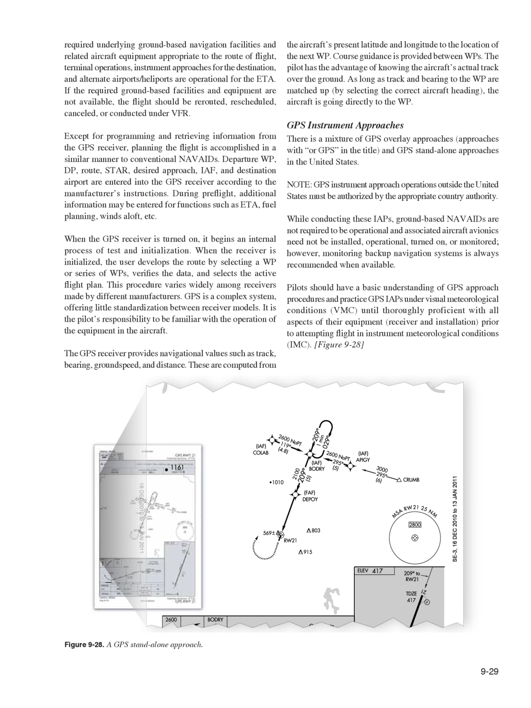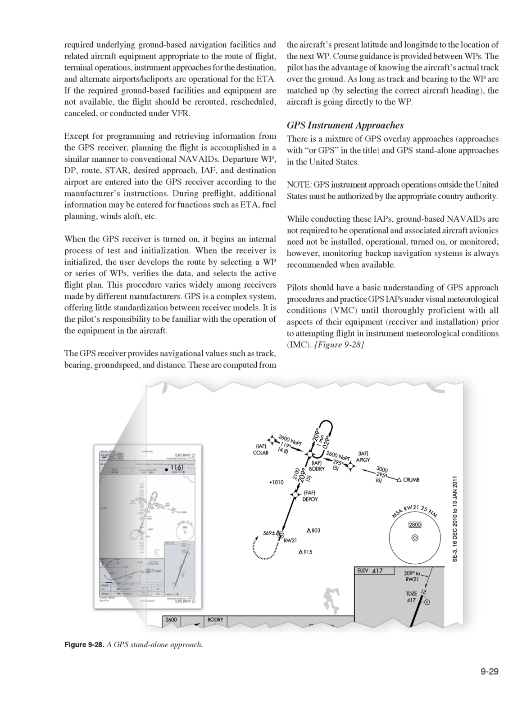Except for programming and retrieving information from the GPS receiver, planning the flight is accomplished in a similar manner to conventional navaids. Departure WP, DP, route, STAR, desired approach, IF, and destination airport are entered into the GPS receiver according to the manufacturer's instructions. During pre-flight, additional information may be entered for functions such as ETA, fuel planning, winds aloft, etc.